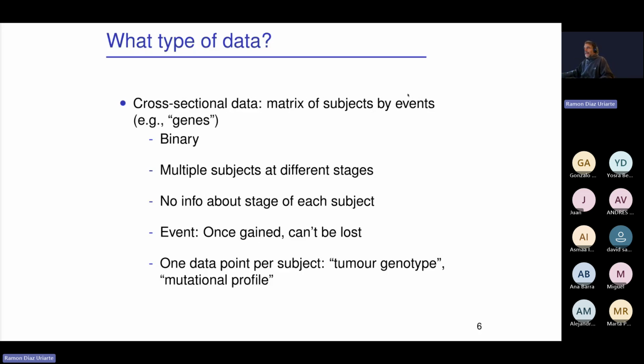And what does the data structure look like? We have a matrix of subjects, of patients, by events, genes. These data are either binary or have been binarized. We have multiple subjects, hopefully at different stages. We don't have information about the stage of any subject. We are going to assume in most of these methods that once an event has been gained, it cannot be lost. And what every patient provides is just the tumor genotype, the mutational profile of every one of these subjects.